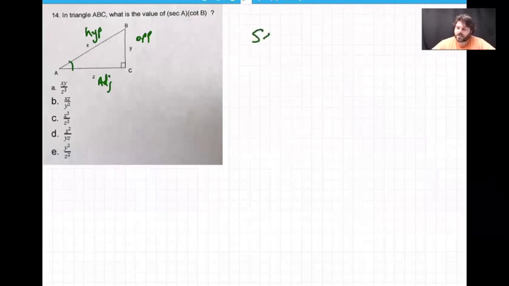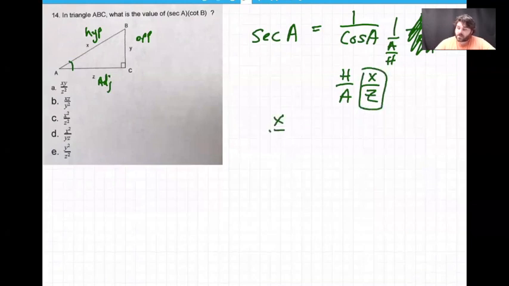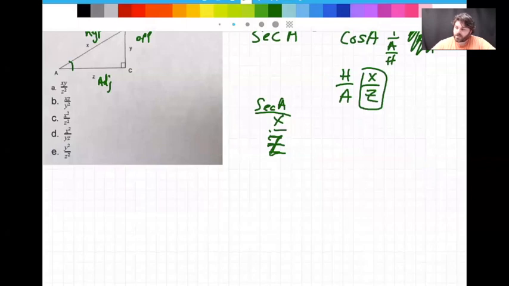We're looking for the secant of A, and the secant of A is 1 over the cosine of A, and the cosine of A is adjacent over hypotenuse. So when I do 1 over adjacent over hypotenuse, we flip it, and secant of A is the hypotenuse over adjacent. From A's perspective, the hypotenuse is x and the adjacent is z. So the secant of A is x over z. Sorry, that doesn't look like a z, does it? Let's use a different color here.